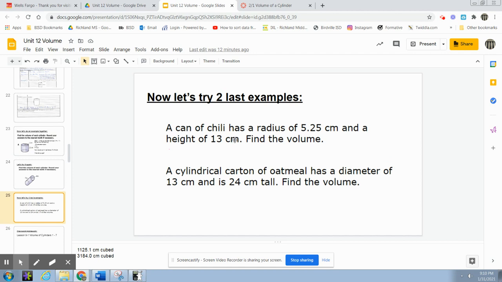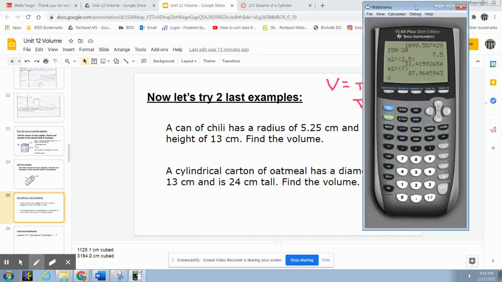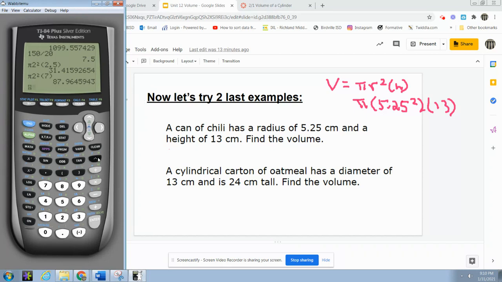Last 2 examples, and then I'm going to show you what your work is. So these are word problems without any drawings, but that's fine, no big deal. We're going to write our formula, V equals pi r squared times the height. And we know that this has a radius of 5.25, and we want to square that, times the height of 13. Let's see if we can put that in the calculator. We have second pi, 5.25 squared times 13. Enter, and we should have 1,125.